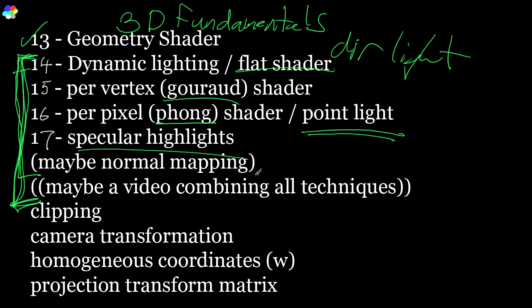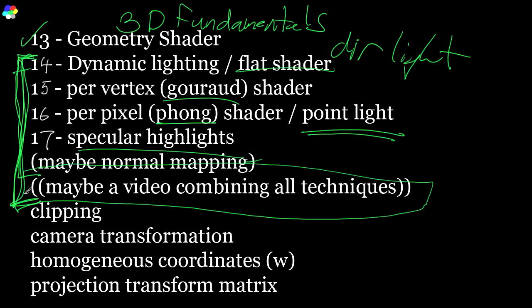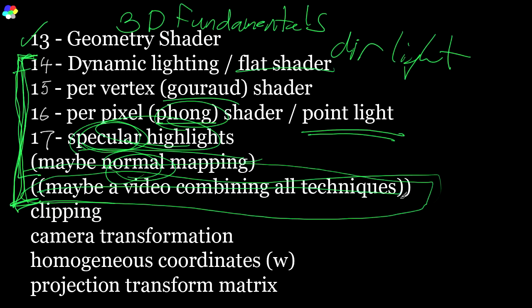Now, I may or may not do normal mapping. This is going to be optional. And I might do a video then combining all these things together. So we'd be doing Phong shading with specular highlights with a specular map and a texture map and a normal map. And put all that stuff together. Maybe I'll texture a sphere with the picture of the Earth, with normal, specular, and texture maps. And maybe I'll do point lighting and directional lighting and ambient lighting all together in one. But this one is super optional. Normal lighting is maybe yes, maybe no. I'll have to think about it.